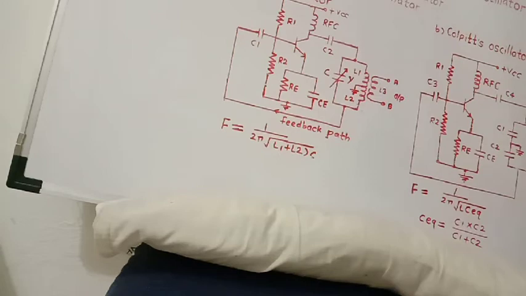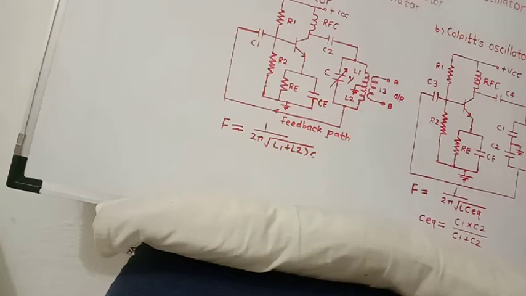Then C3 and R2 give necessary self bias voltage to the transistor, and thus this helps the transistor to operate under class C conditions.